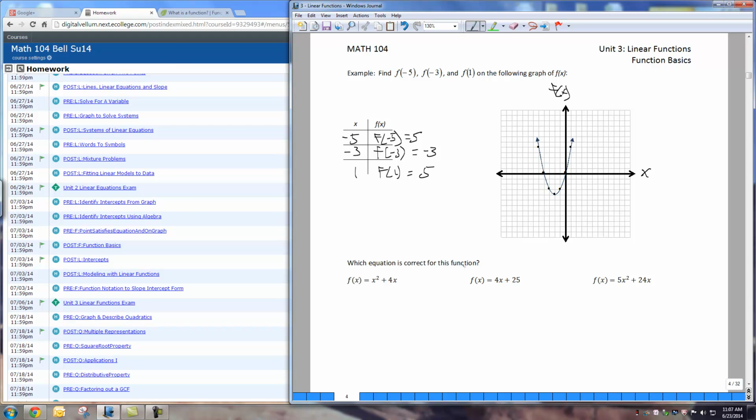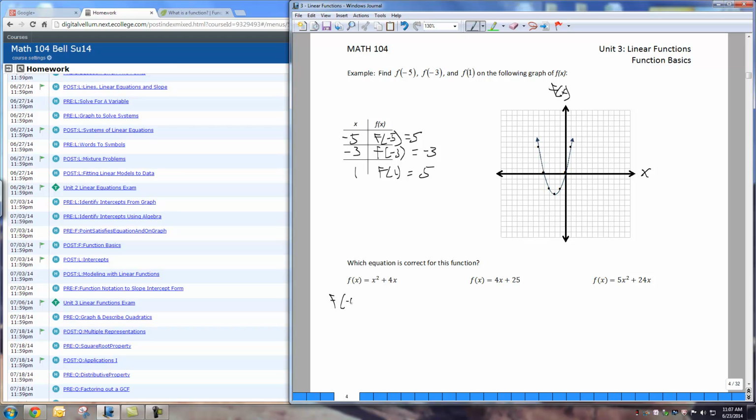So which equation is the correct one for this function? Which equation do all three of these points satisfy? When I plug in negative 5, negative 3, and 1, they give me back 5, negative 3, and 5. So let's try the first one.